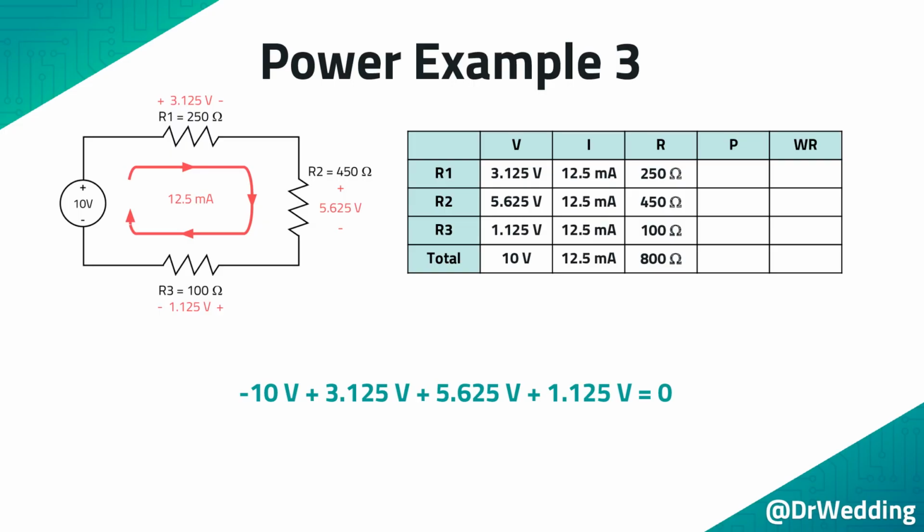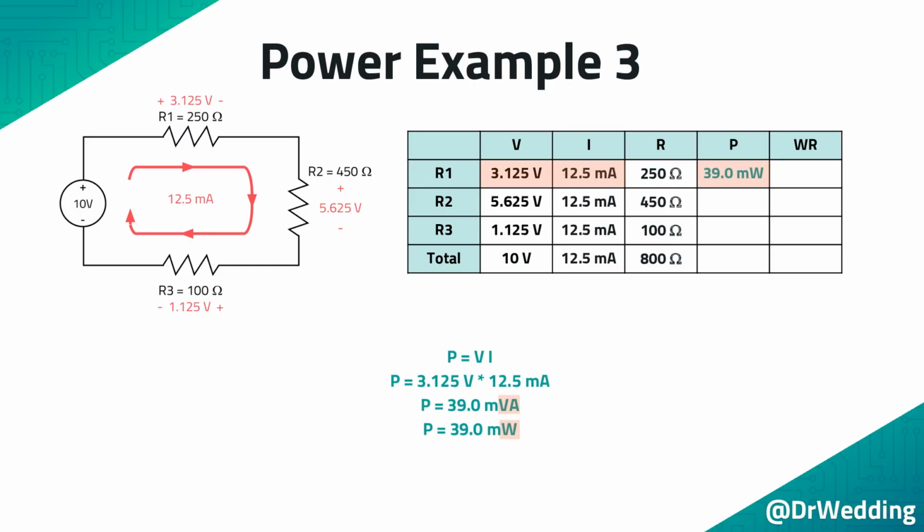To double-check your work, you can apply Kirchhoff's voltage law. Because the voltages around the closed path equal 0, there is a very good chance the values are correct. Using the voltage and the current, the power delivered to each resistor can be calculated. Note, when multiplying a volt times an amp, you get a watt.